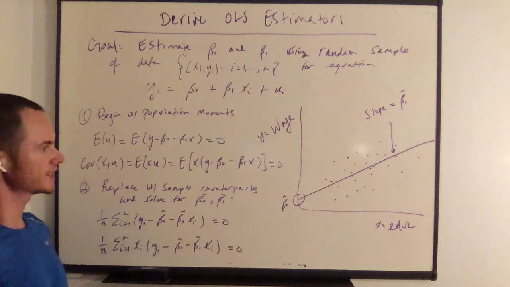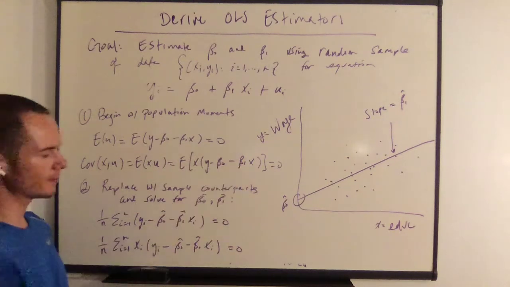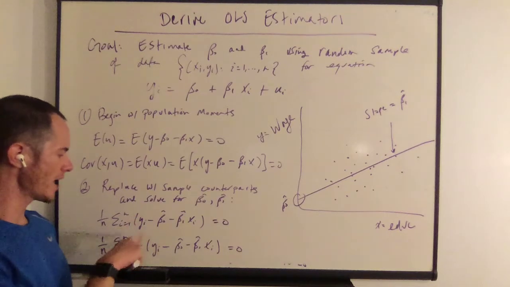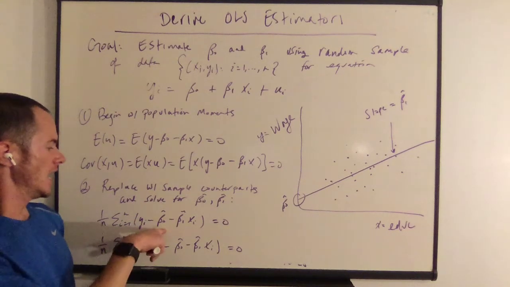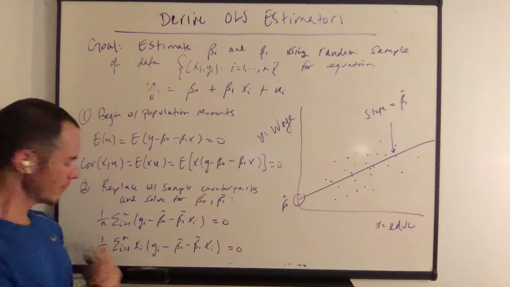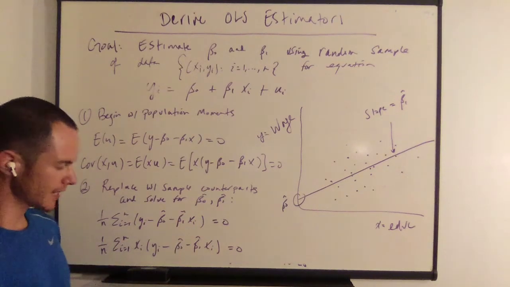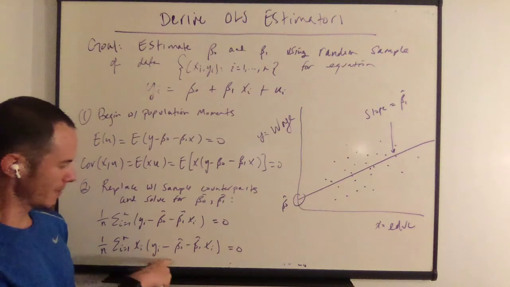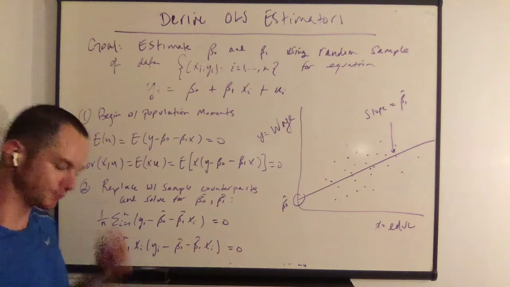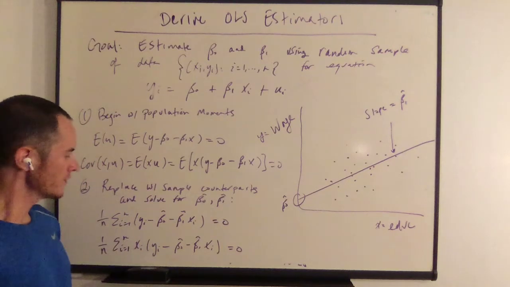So these two are the sample counterparts for these two population moments: 1 over n times the sum from i equals 1 to n of yi minus beta naught hat minus beta 1 hat times xi, and 1 over n times the sum from i equals 1 to n of xi times yi minus beta naught hat minus beta 1 hat times xi.